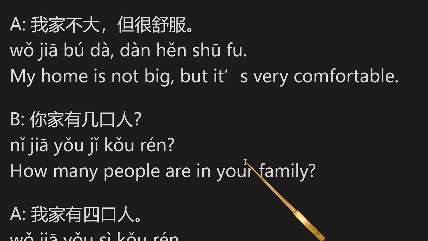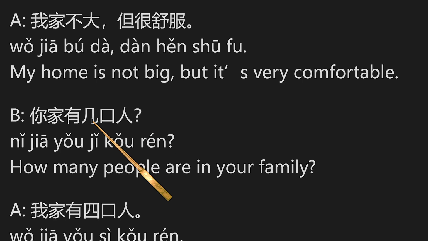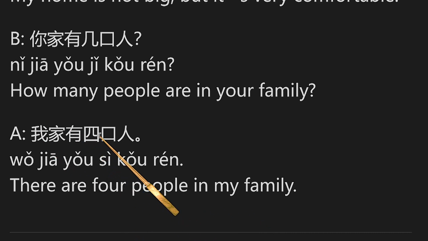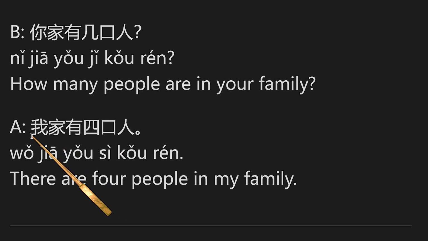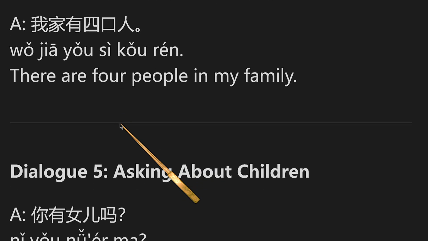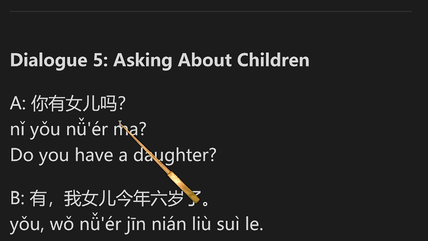How many people are in your family? 你家有几口人？How many people? There are 4 people in my family. 我家有4口人。Or we can say 我家有6口人, 6 people, or 10口人, it's 10 people. So we can vary. But it's quite a big family. In Chinese, I think 3 or 4 people is general. It could be like father, mother, and two children, for example.